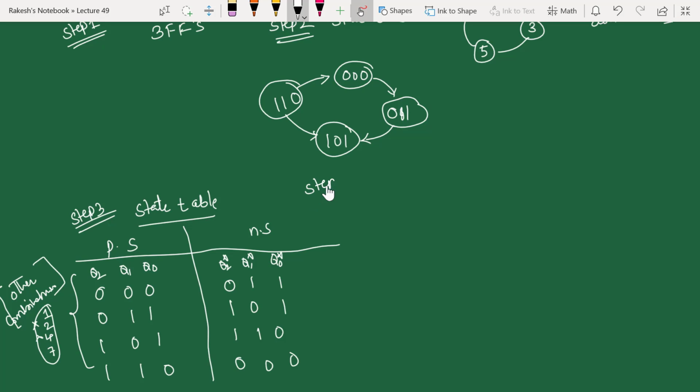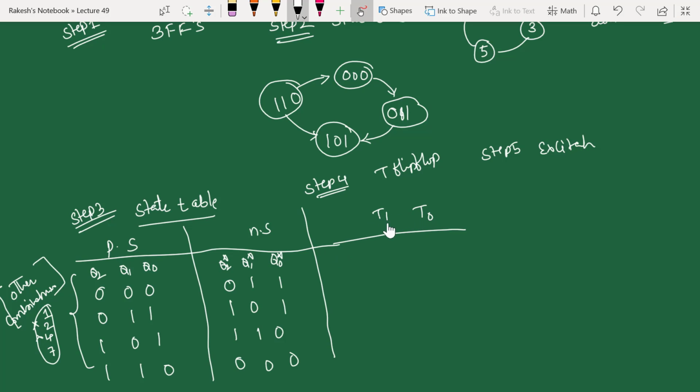Now step number 4, I am considering the T flip-flop for this circuit implementation for simplicity. So in step number 5, I am going to make the excitation table by using the T flip-flop excitation table. That means I require 3 flip-flops, T0, T1 and T2.